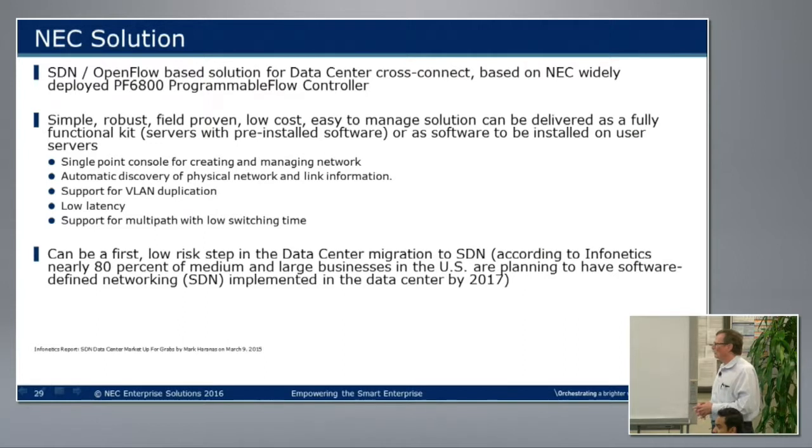We of course support VLAN duplication, so we forward based on port and VLAN. There is a low latency. We can define our routes as we want. And of course, we can also have multipath. We have multiple paths through the network, and manage them for redundancy.